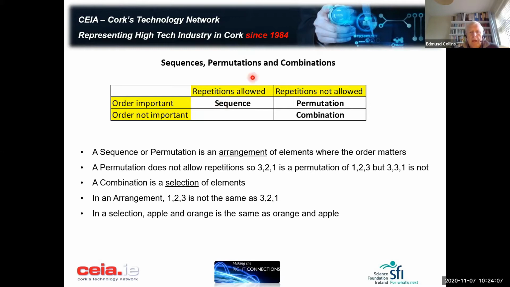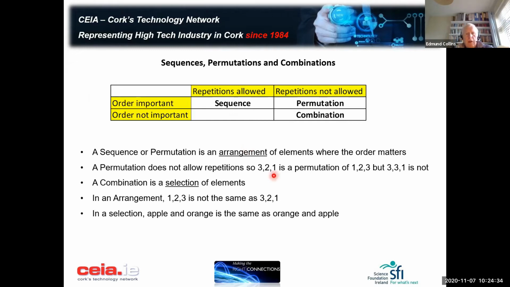But in permutations, you're not allowed to use that number 1 again. It can be used once, but not twice in a series. So that's an important difference between a sequence and a permutation. Repetition's not allowed, but order is important in a permutation. So what do we mean by order?